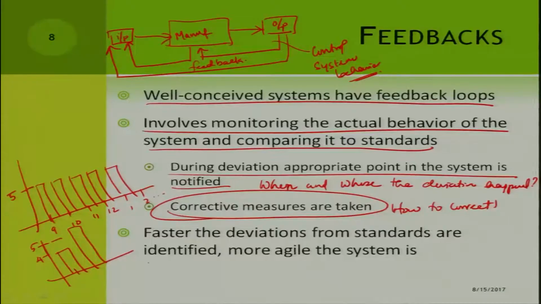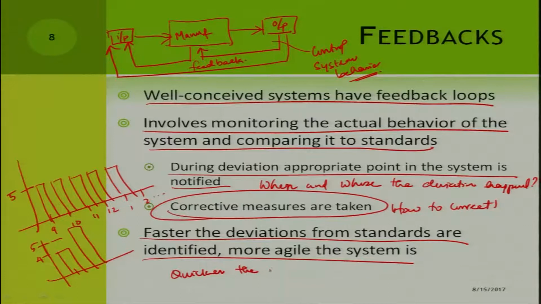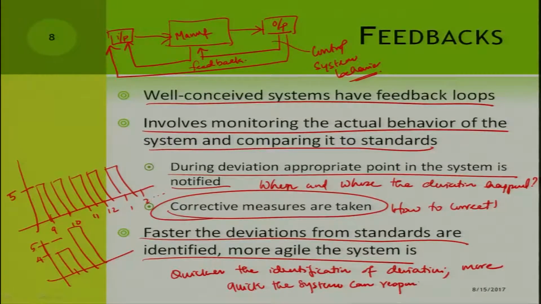The most important thing for a system is how quickly you can identify the deviations. The quicker the identification of deviation, the more quickly the system can respond. Such a system is called an agile system. Agile means it can quickly respond to any change in the system.